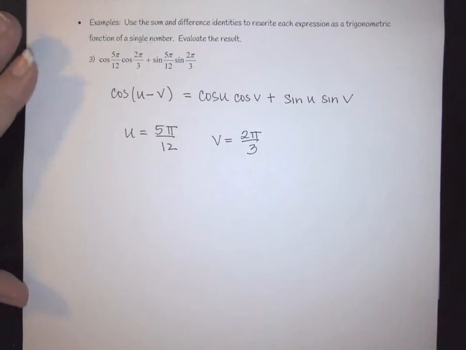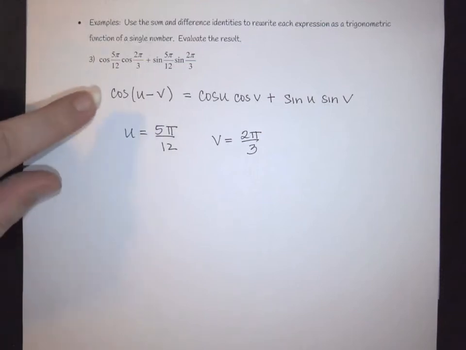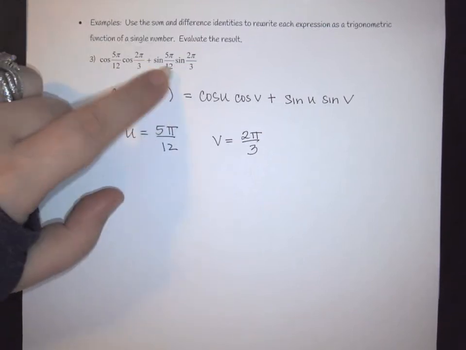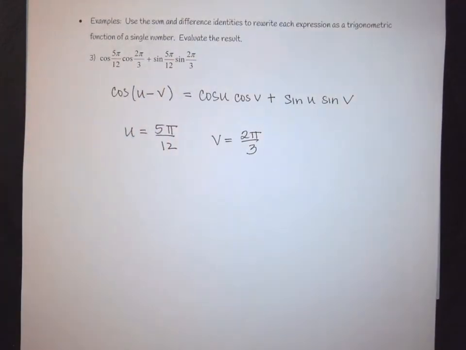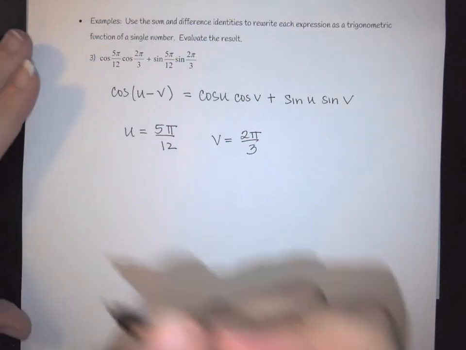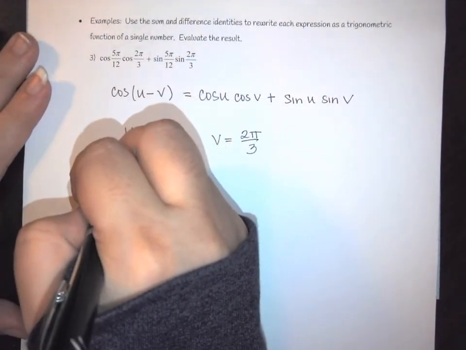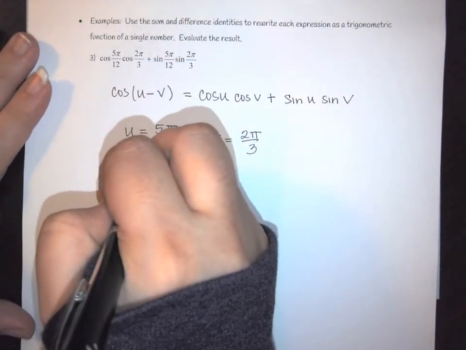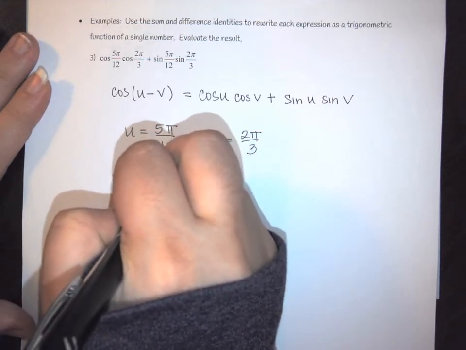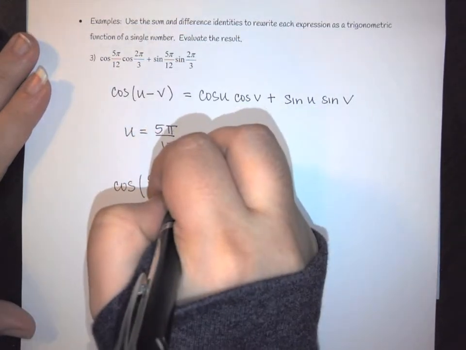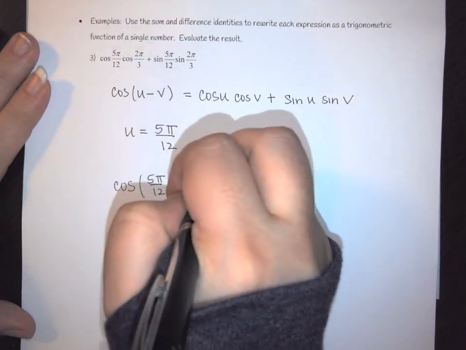So now, one of the things that I want to do right away is work with this condensed version, because I'm taking the expanded piece down into the condensed piece, and then from there figuring out what the evaluation is going to be. So I'm going to plug these in, so I know that this is going to be the cosine of 5 pi over 12 minus 2 pi over 3.